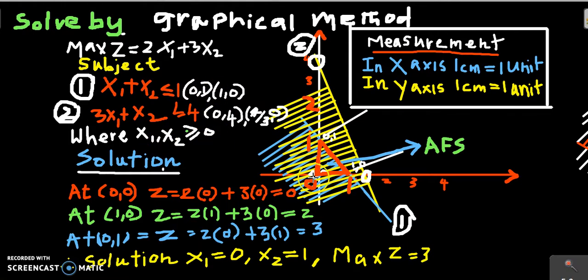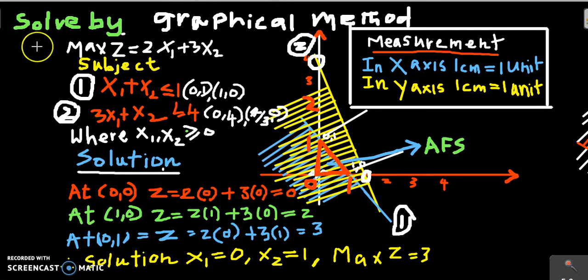So this is called the area of feasible solution, meaning that all the points here will give us a solution. Solution means that it will satisfy all these conditions, the two constraints and the feasible conditions also. So we have to find the area of feasible solution. That's the next step.